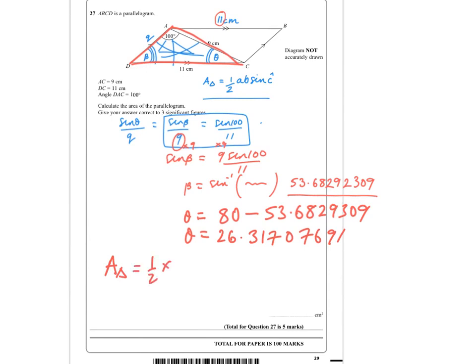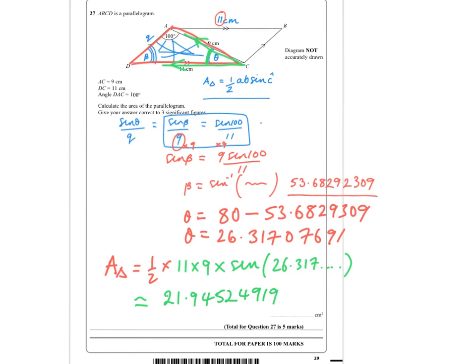So what that would mean then is that the area of one of the triangles would be a half times, well, think about it, you've got the two arms here and they're made by this angle here, so you've got a half times the two arms that make the triangle times the sine of the angle, that's 26.317 and so on, and you'd put that in your calculator. Now what you'd get is, for the area of the triangle, you'd have 21.94524919, but you want the area of all of it, so you would have to double that.